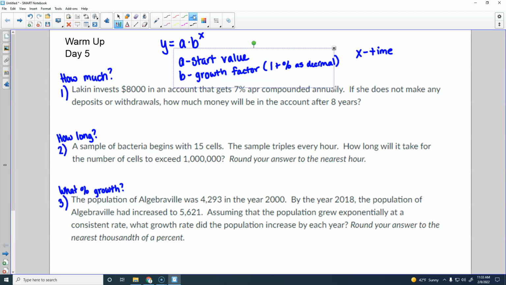All right, so our first question is a how much question. Lakin invests $8,000 in an account that gets 7% APR compounded annually. That APR is annual percentage rate. If she does not make any deposits or withdrawals, how much money will be in the account after 8 years? Okay, Jada, what do you think?